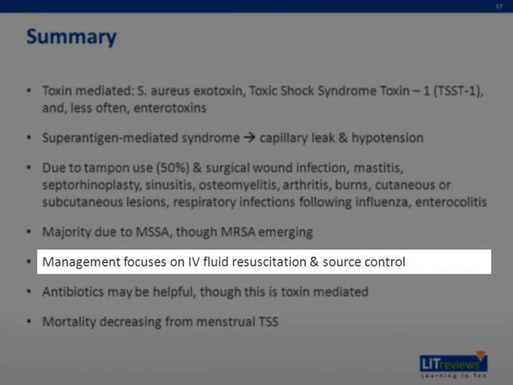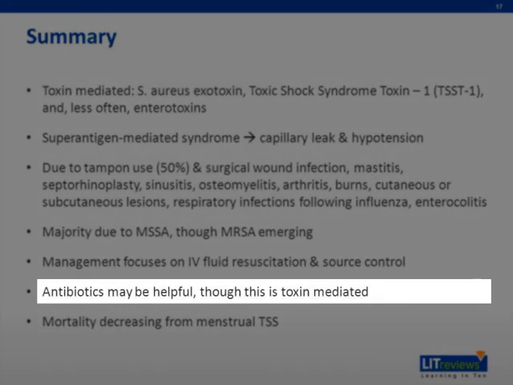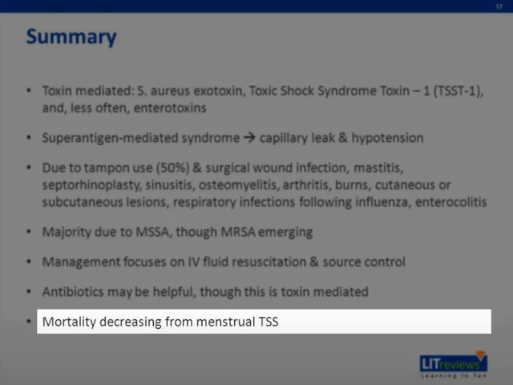And then the management focuses on IV fluid resuscitation and source control. Antibiotics are helpful: adding clindamycin to blunt the exotoxin release, and then covering the pathogen itself, such as vancomycin for MRSA or nafcillin or oxacillin for MSSA, are recommended, though it might not help the course of the disease process. And the overall mortality from menstrual-associated causes is decreasing from the 1980s, but the mortality for non-menstrual-related causes remains about 6%.